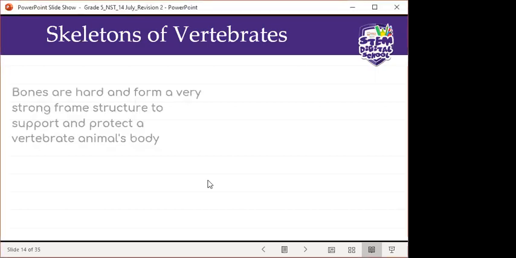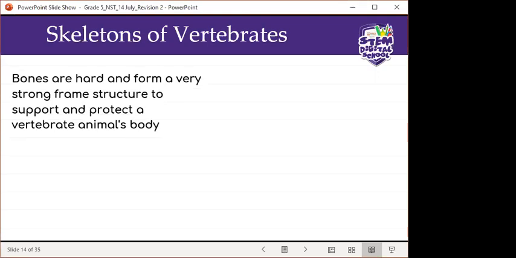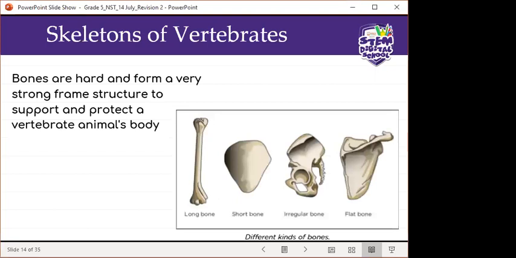Right. So guys, skeletons of vertebrates are hard and form very strong frame structures to support as well as to protect the animal's body. And then here we have examples of bones that we find in vertebrates. They have long bones, short bones, irregular bones, and also flat bones.